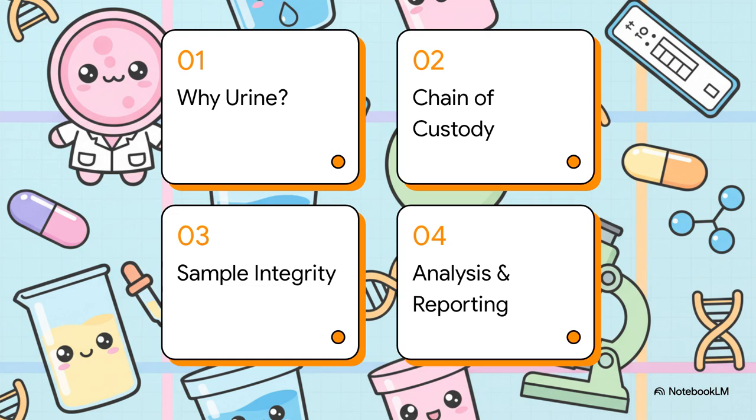So here's our game plan. We've got 4 key parts. First up, we're going to tackle the big question: why urine? Why is it the go-to sample? Then we'll get into what I think is the most important procedure of all, the chain of custody. After that, we'll talk about how you, the professional, can spot a tampered sample. And finally, we'll wrap up by looking at the huge responsibility that comes with analyzing and reporting the results.